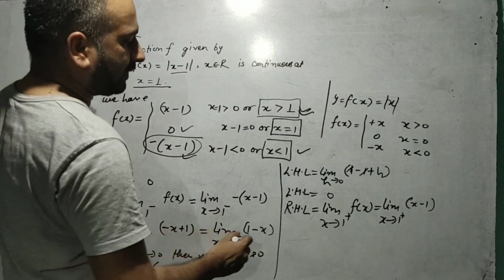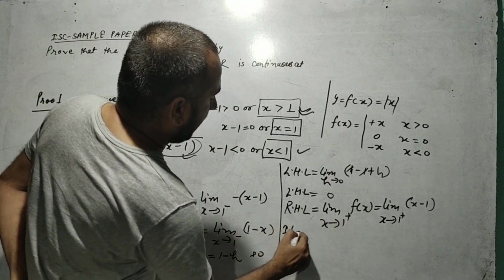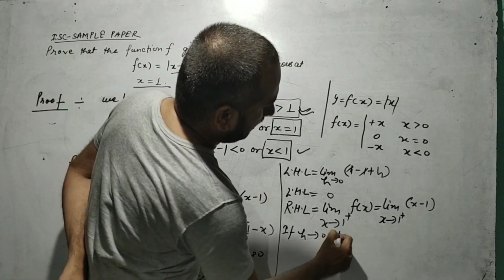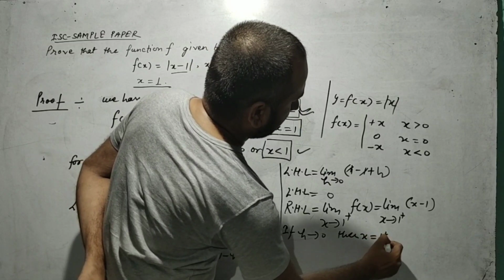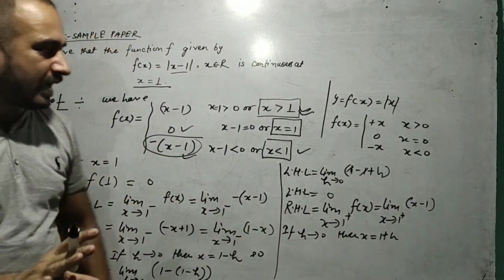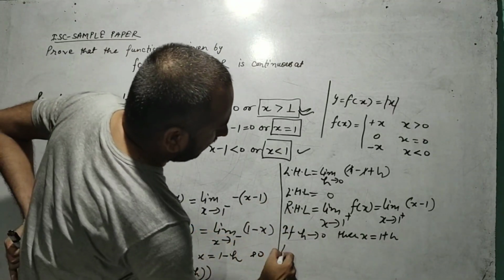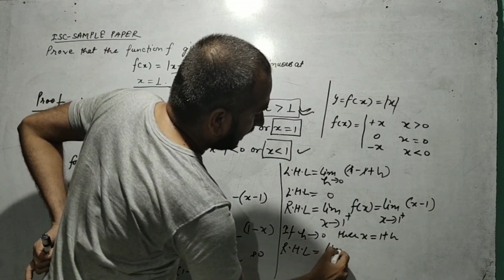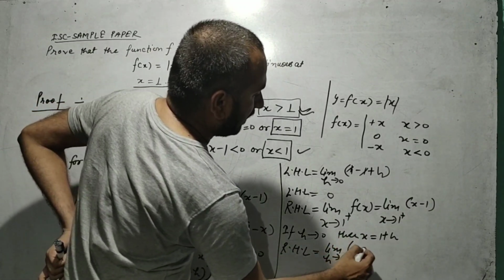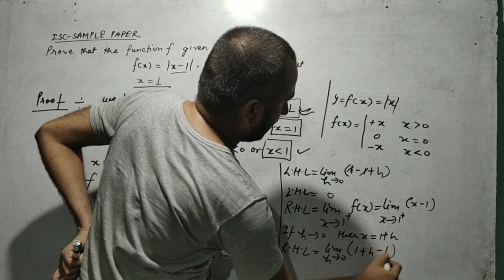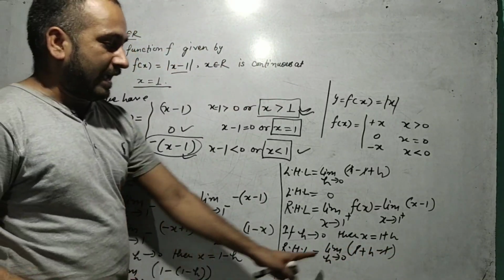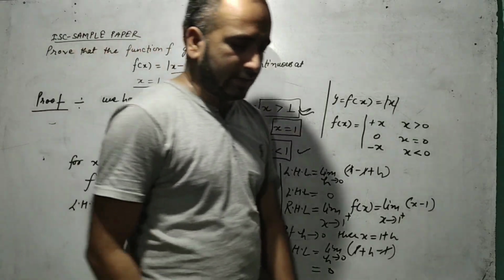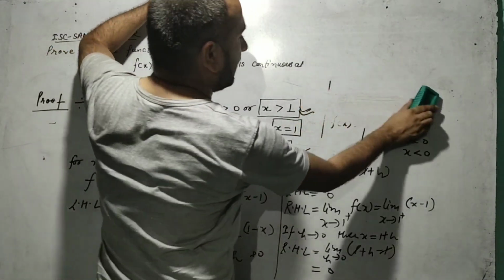So tell me, if h approaches 0, what will be the effect on x? Then x is 1 plus h. Now, what will be the RHL? It is the limit as h tends to 0, putting in the value of x, 1 plus h minus 1. So students, 1 again cancels out with the 1 and h approaches 0, so the right hand limit is also 0.